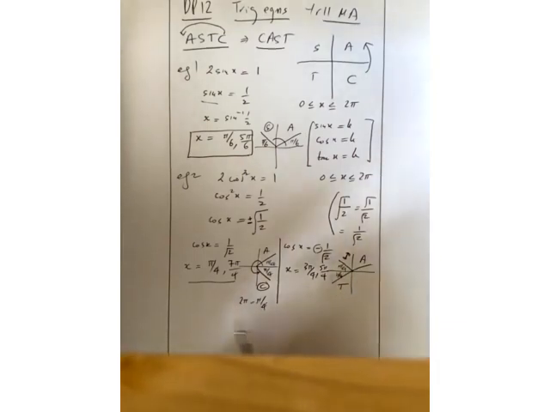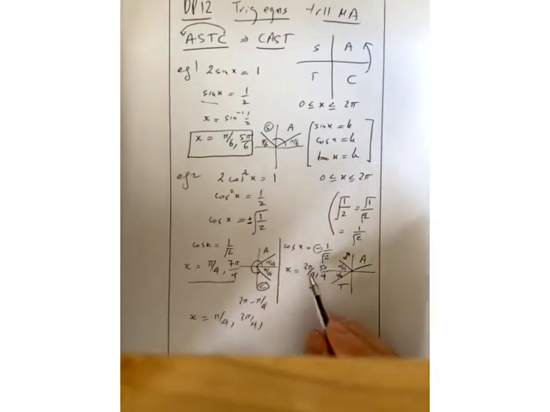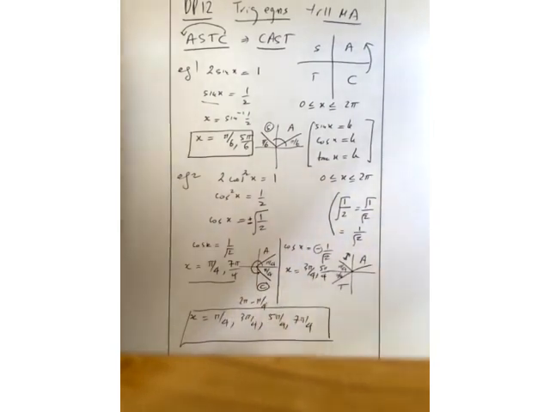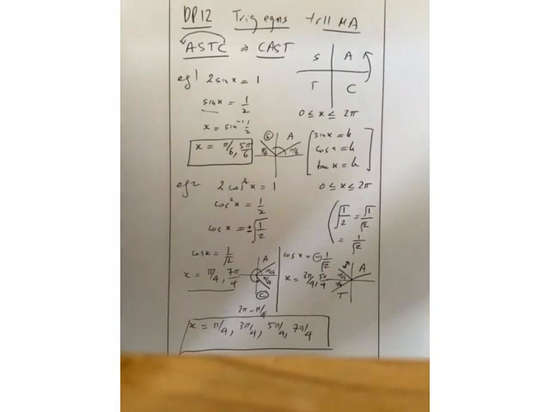And so you have to put all the answers together. So all your answers for that are π on 4, 3π on 4, 5π on 4, and 7π on 4. That's all your answers for that question. So that's basic trig equations, and I'm going to stop there and jump on to the next.